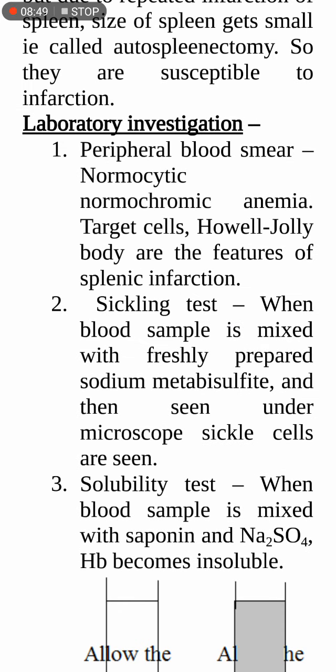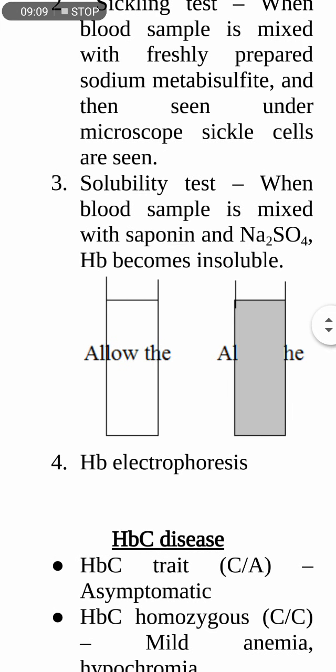Next, the test is the sickling test. When the blood is mixed with freshly prepared sodium metabisulfite, the cells become sickle shaped and are seen under the microscope. Next test is the solubility test. When the blood sample is mixed with saponin and sodium dithionite, hemoglobin becomes insoluble and the solution becomes hazy. And lastly, the test is hemoglobin electrophoresis.